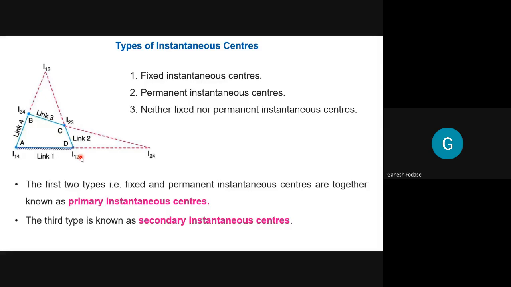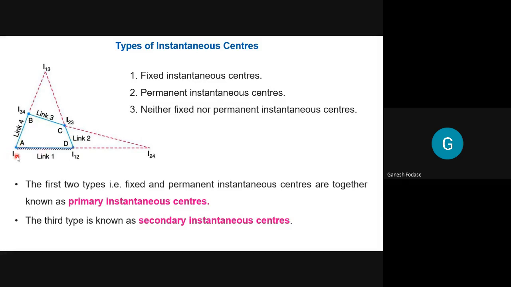Now tell me, in this case, is there any other ICR which is a fixed ICR? D. Which one? D is nothing but I12, I said. Actually, this link 2 will rotate with respect to link 1 about that point D. And what name do we give to the ICR? I12. Why I12? ICR of link 1 and 2. I14 means ICR of link 1 and 4.